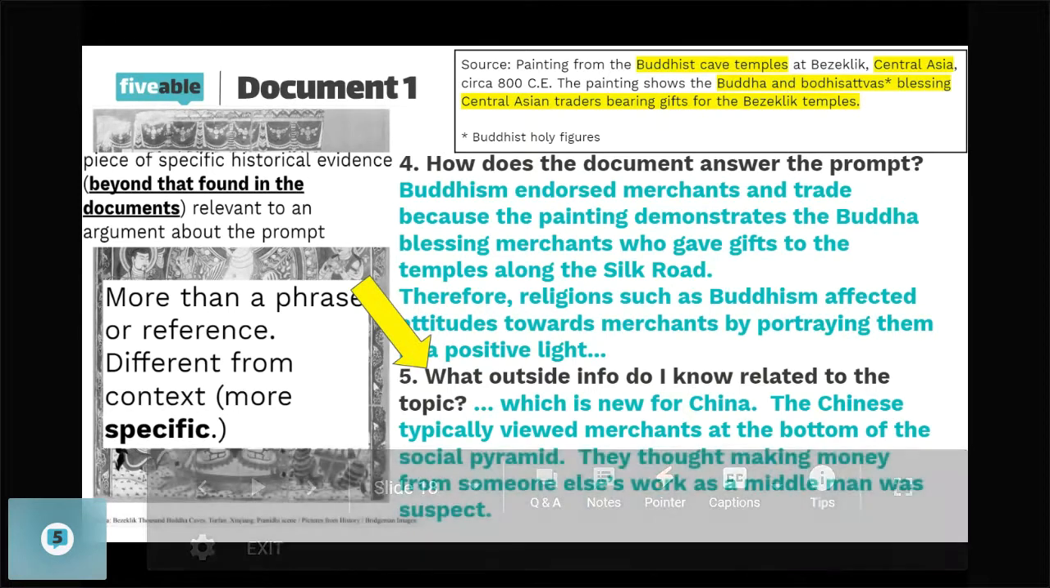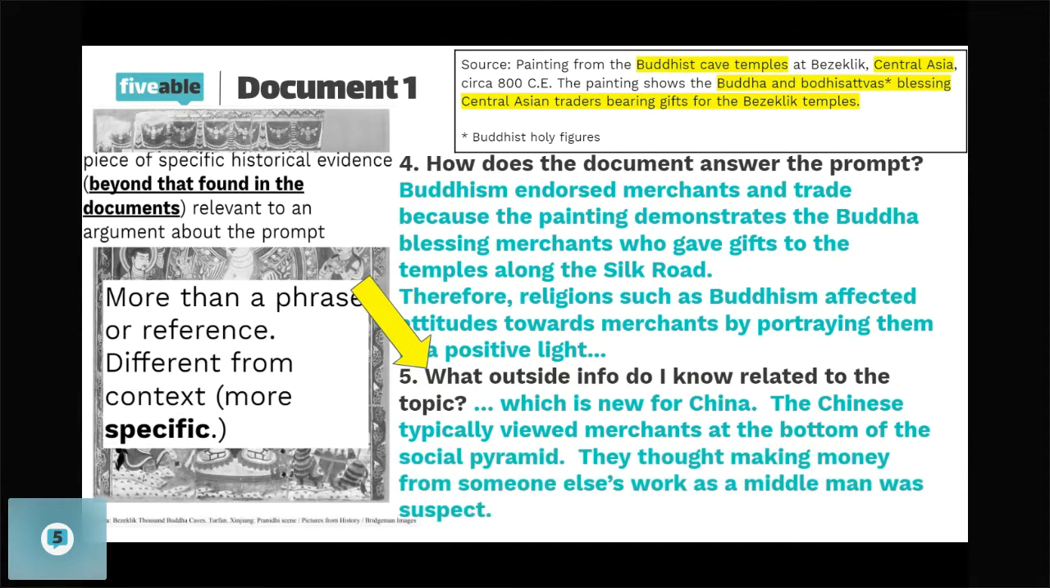The Chinese typically viewed merchants at the bottom of the social pyramid. They thought making money from someone else's work as a middleman was suspect. Did y'all cover that in your classes? China's pretty much the only society that does not like merchants, right? They felt like they don't make the products, they're the middleman. They buy them, they mark up the price, and then they sell them to someone else. And they thought that was really sketchy. So I felt like that was a good piece of outside info.